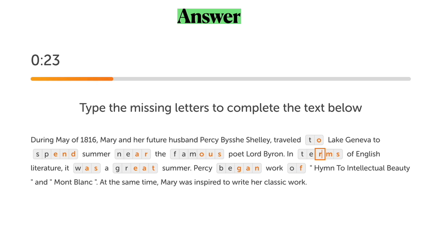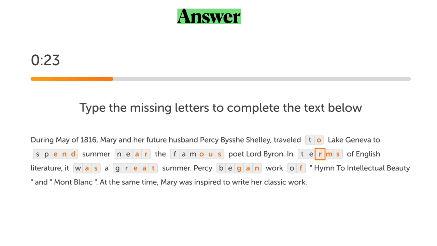Let's move on to the second part of the sentence. The blank is NE and we can put ER here to make it near. Near the famous poet Lord Byron. Now the sentence makes a complete sentence, which means that Mary and her future husband went to Lake Geneva to spend their summer near the famous poet Lord Byron.